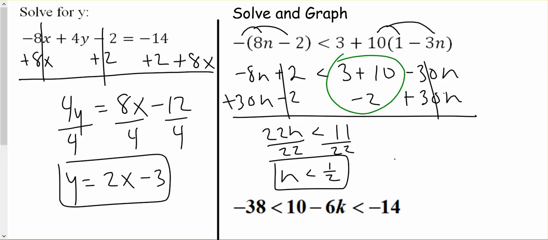Our graph of this, we're at 1/2. We don't have the equal sign, so we're going to go open circle, and we're eating the number, so it's less than, so we go to the left.